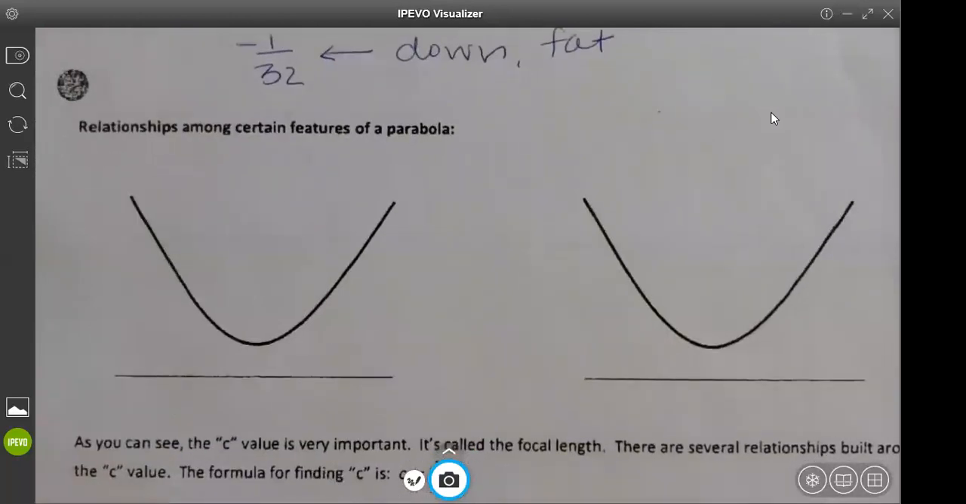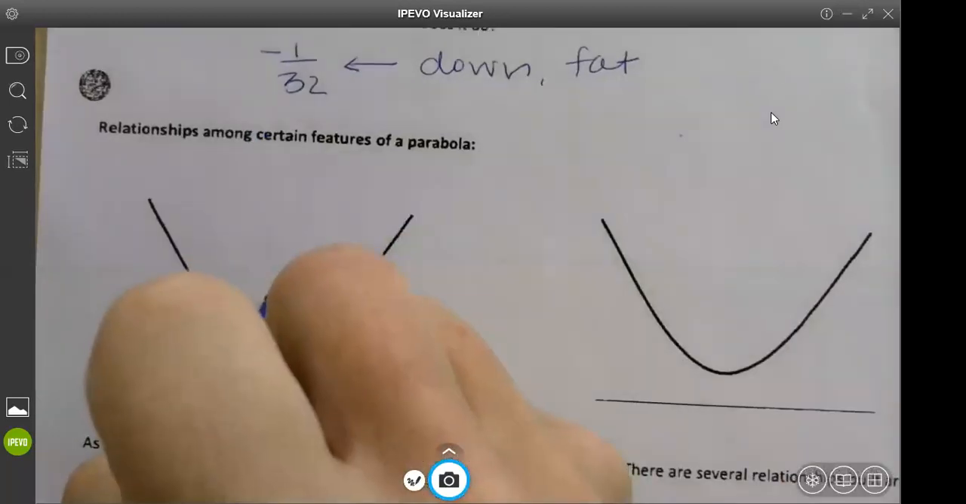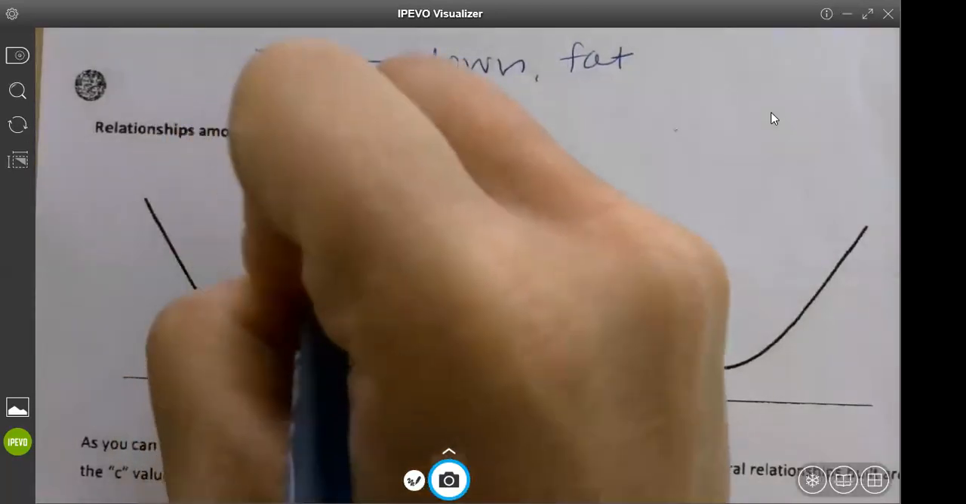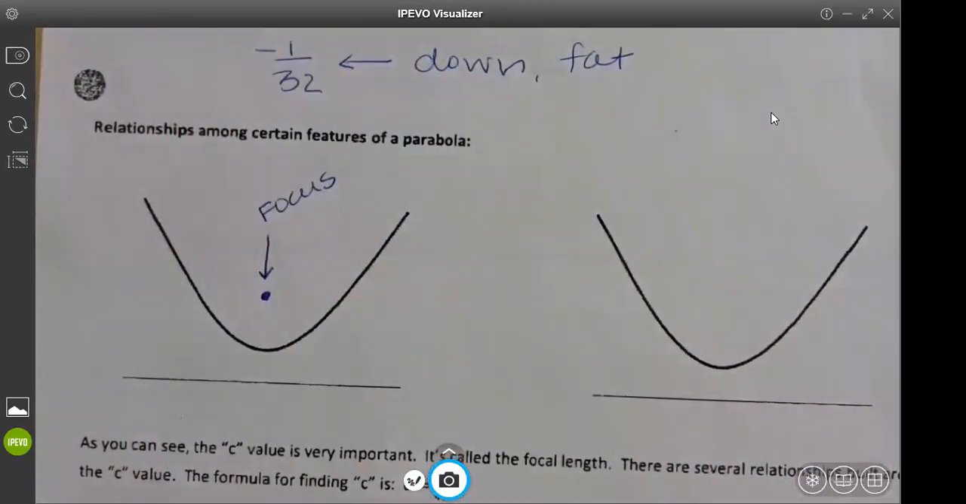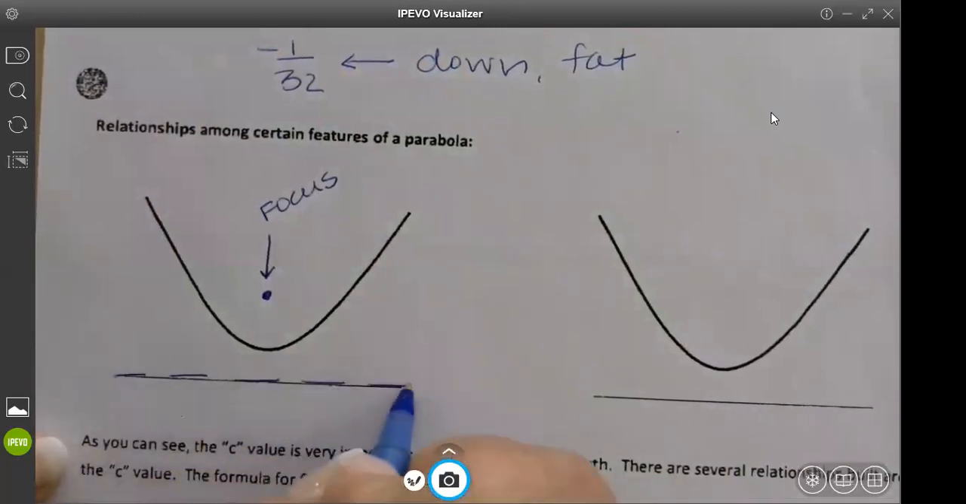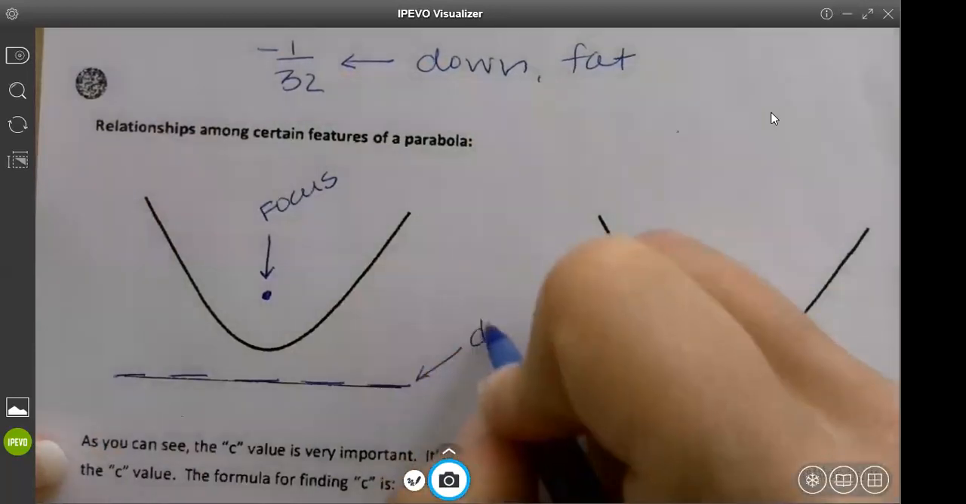So, relationships among certain features of parabolas. I'm only going to use one of these; I don't need both. There's one thing that I want to point out here, and that's called the focus. The focus is the same distance from the vertex as this line down here, and I tried to make it dashed for you. This line is called the directrix.